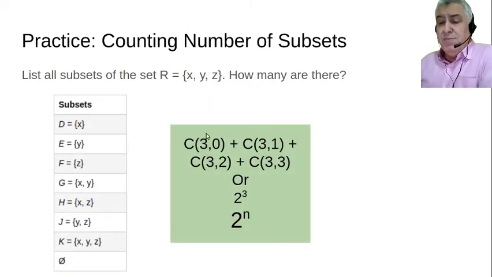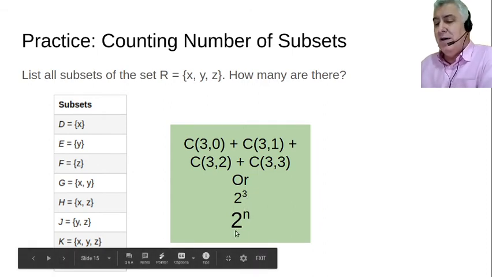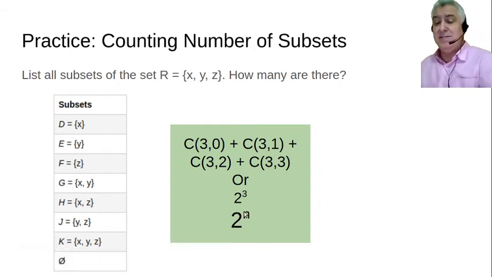And again, it's because we're taking the number of combinations. How many ways to take 0 things from 3? There's 1. How many ways to take 1 thing from 3? There are 3 ways. How many ways to take 2 things from 3? There are 3 ways. And how many ways to take 3 things from 3? There's 1 way. And altogether, again, that's 8, or 2 to the 3rd. And it turns out that the general rule for the number of subsets is 2 to the n, where n is the number of elements in the set.